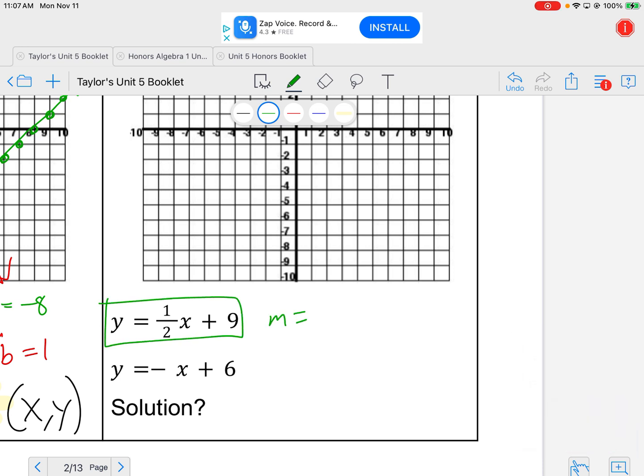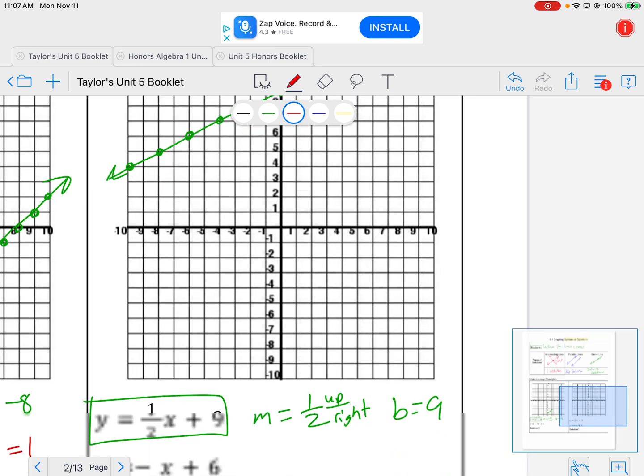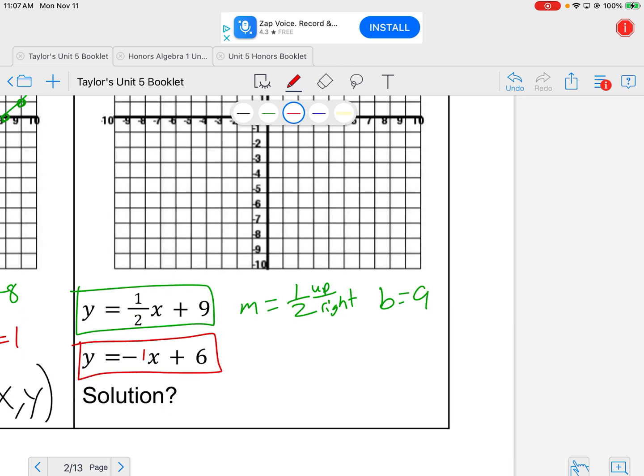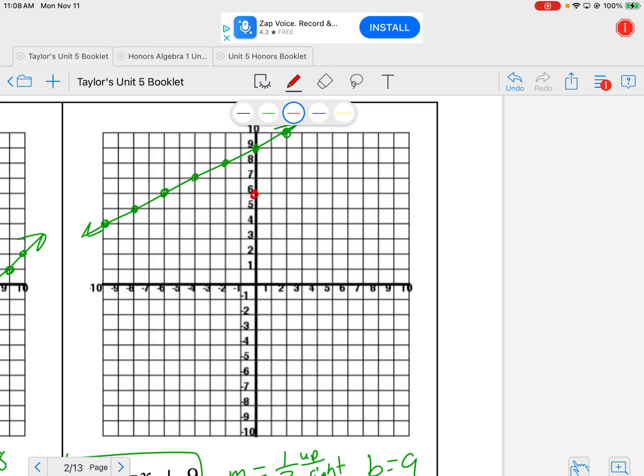So again, our slope is 1/2. That's going to be 1 up and then 2 to the right. And then our b, or our y-intercept, is 9. Up 1, 2 right. And then we need to graph our next one. Again, our invisible number in front of x is 1, so m is a -1 over 1, so it's going to be down and to the right, and our b is 6. So down 1 right.